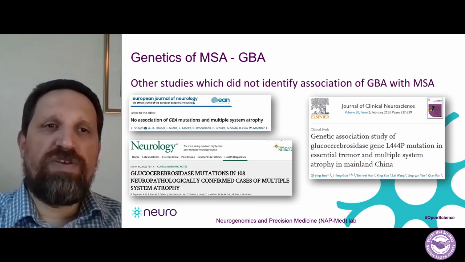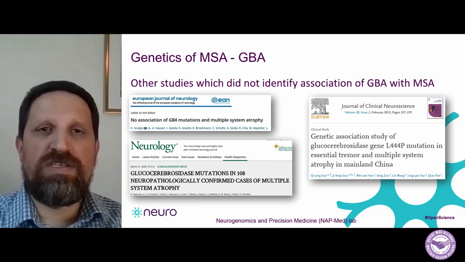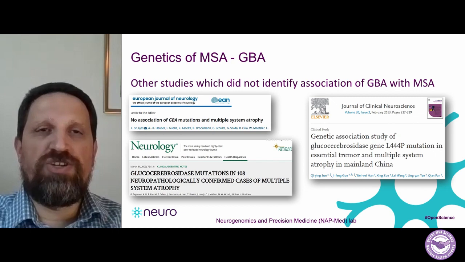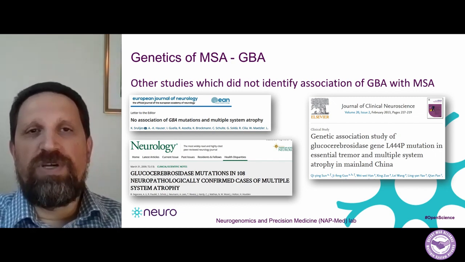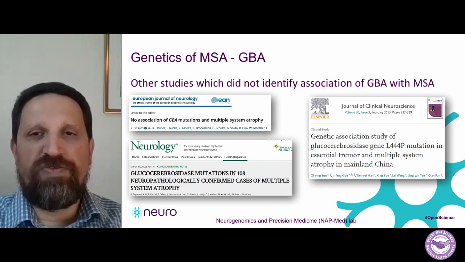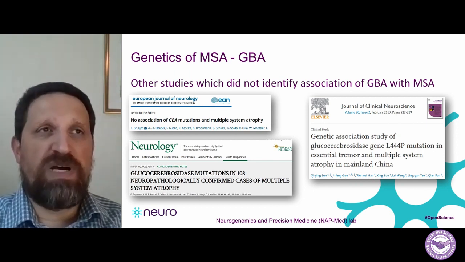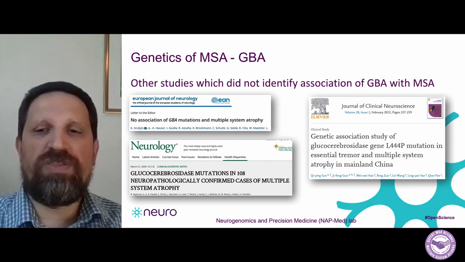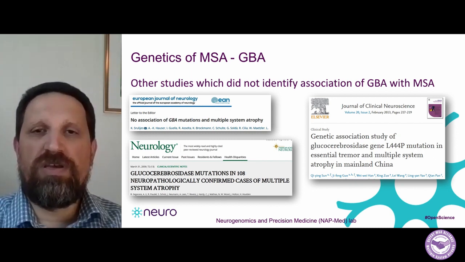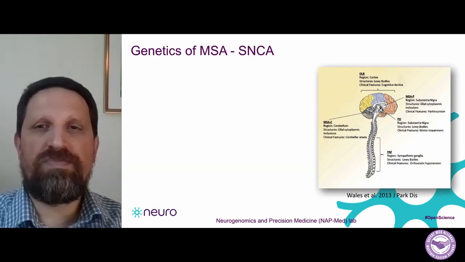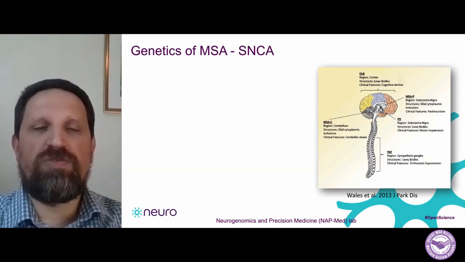What makes it even more difficult is that there are other studies that could not identify an association between mutations in GBA and risk of multiple system atrophy. So in that sense, we are still on the fence. It's possible that GBA mutations are associated with MSA, but it's still not 100% clear as it is in the other synucleinopathies.